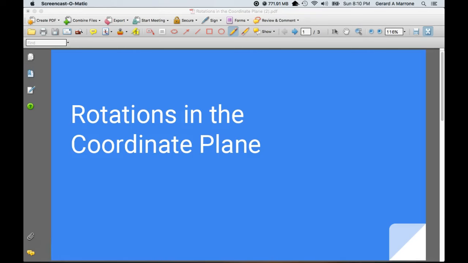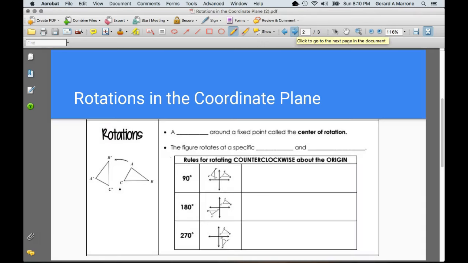Today we're going to take a look at rotations in the coordinate plane. So we've touched on reflections, or a flip. We've touched on translations, which is a slide. And here we're going to take a look at rotations. So a rotation is a turn around a fixed point. So you've got your flips, you've got your slides, and now you've got your turns. And the figure is going to rotate at a specific angle and a specific direction.